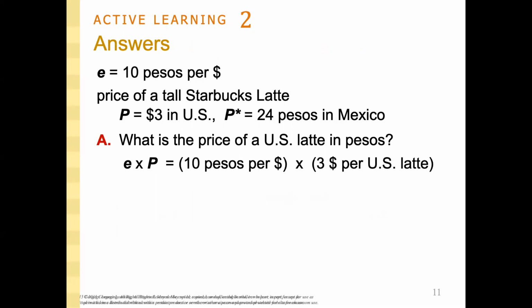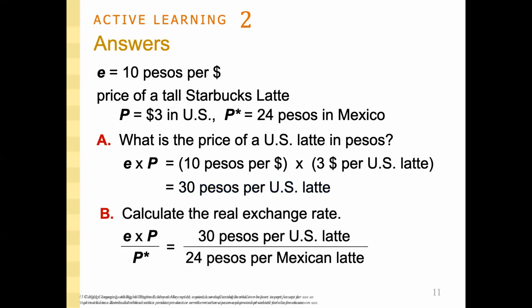Well, take the pesos per dollar, and then take the dollar bills, $3, and what are you going to get? 30 pesos per US latte. So now you have your relative number. Why is this handy? It's always handy when you're shopping in a foreign country because you can say, okay, is that price high or low relative to the US price? I'm used to paying $3. That means I'm used to paying 30 pesos.